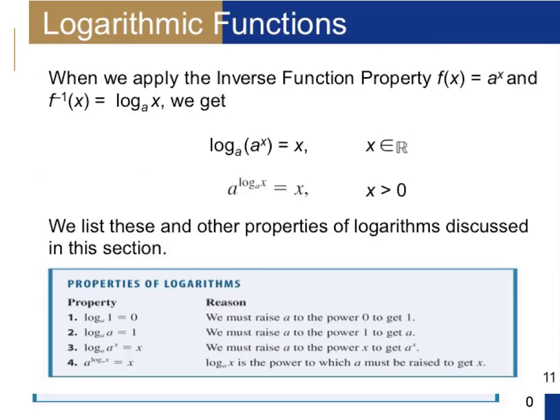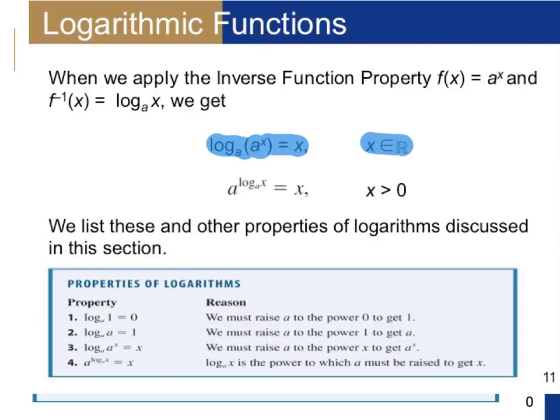Remember when we take a function of its inverse, we get back to where we started. So if we start with x and go a to the x, and then we take log base a of a to the x, we're undoing that exponent, so we end up back where we started, which is x. See, those undo each other. Now here we can say x can be any real number, right?